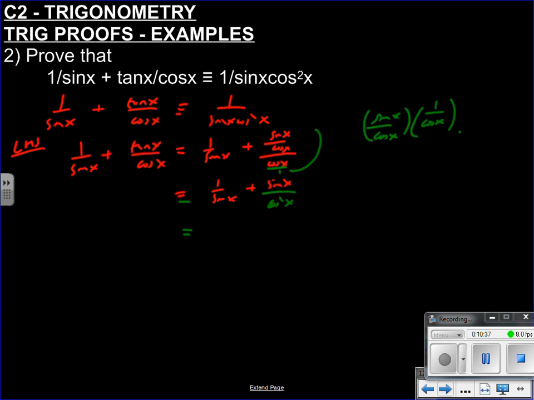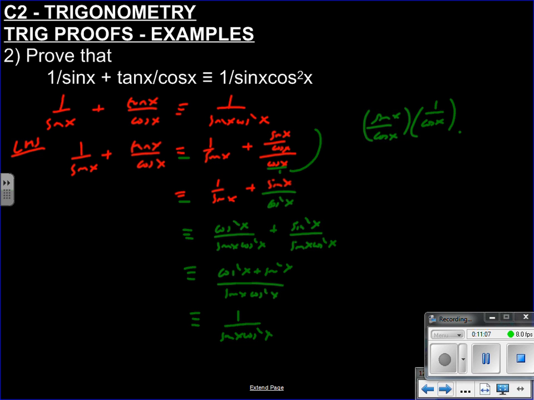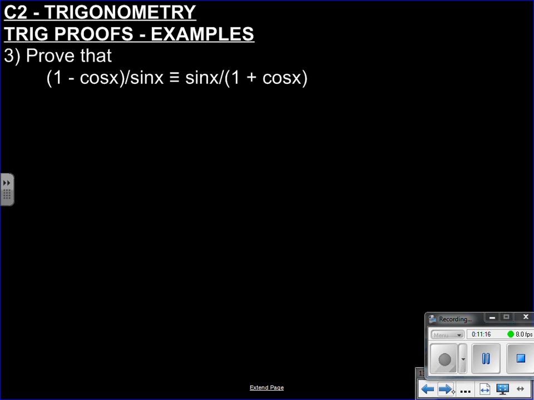So just like before, remember my always equals, not just equals, need to make the denominator the same. So that's cos squared x over sine x cos squared x plus, and this one needs a sine, so sine squared x over sine x cos squared x. Whack them together, cos squared x plus sine squared x over sine x cos squared x. And we know cos squared plus sine squared is 1. And that is the right-hand side as required. So we're finished. And I think we'll have to leave it there.